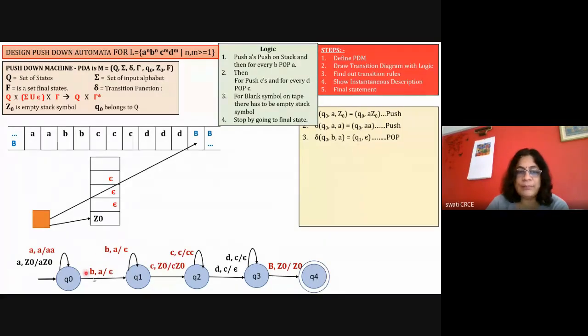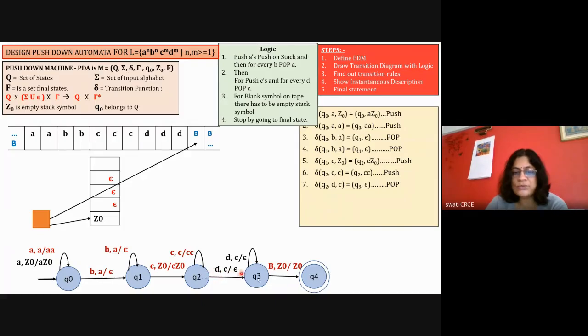And now in Q1, B comma A. Q1 B comma A is equal to new state Q1 epsilon. So write this rule. Now the next rule we are writing: Q1 C Z0 is equal to Q2 C Z0. Now in Q2, C comma C will be Q2 CC. So Q2 C comma C is equal to Q2 double C. Then Q2 D comma C is equal to Q3 epsilon.